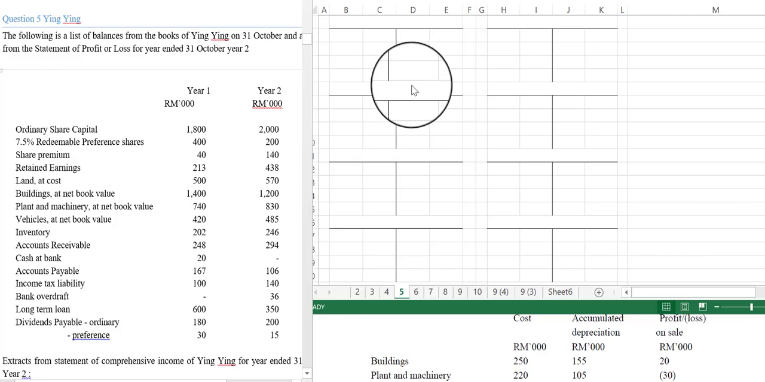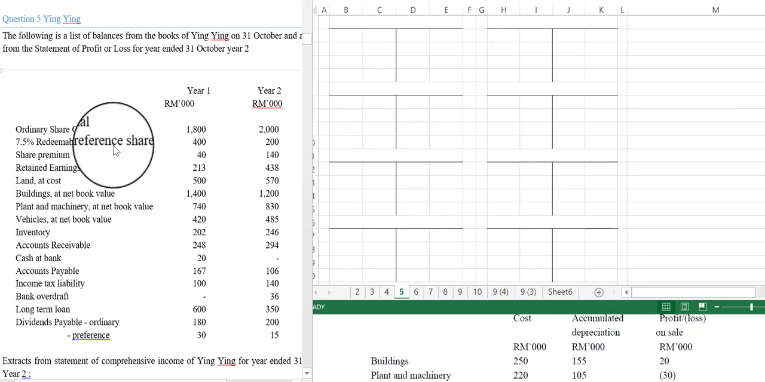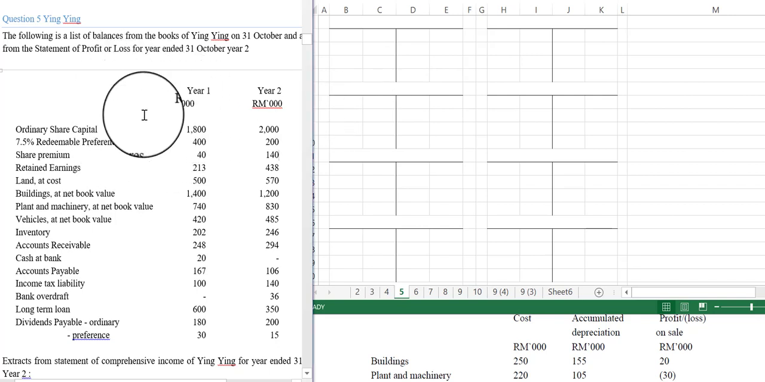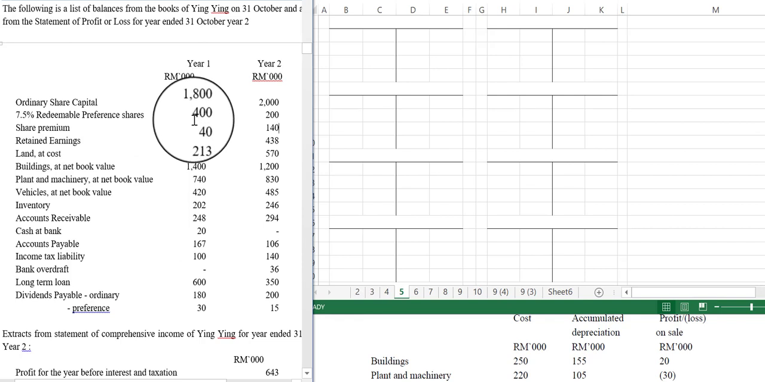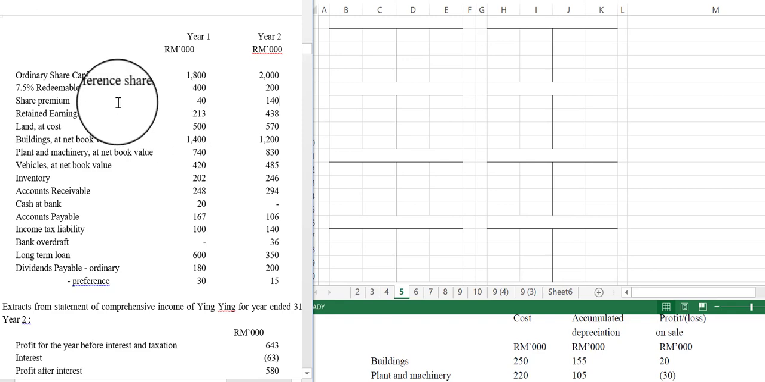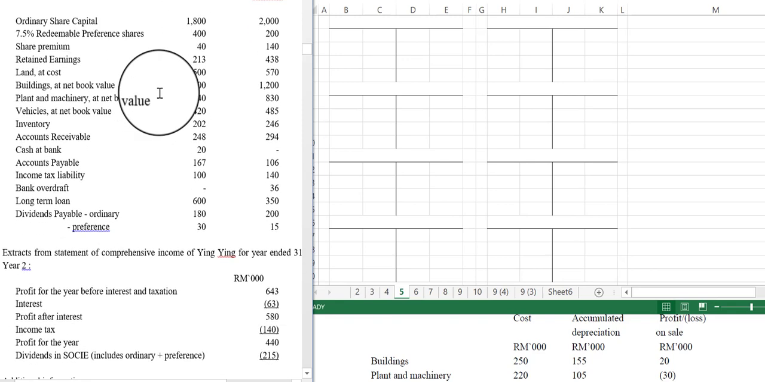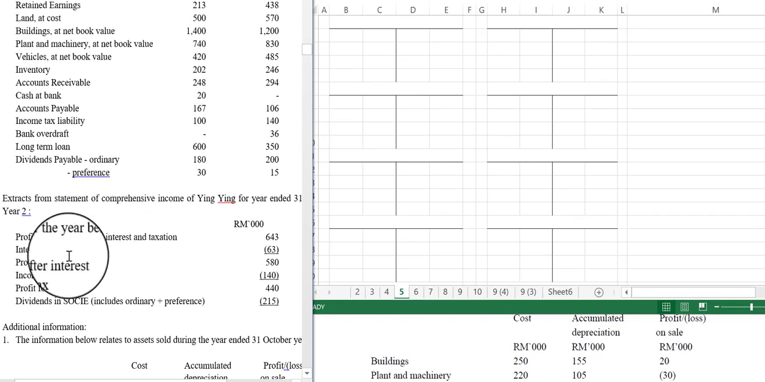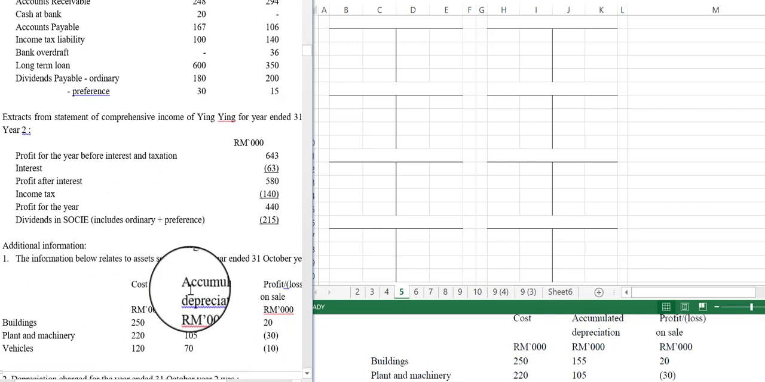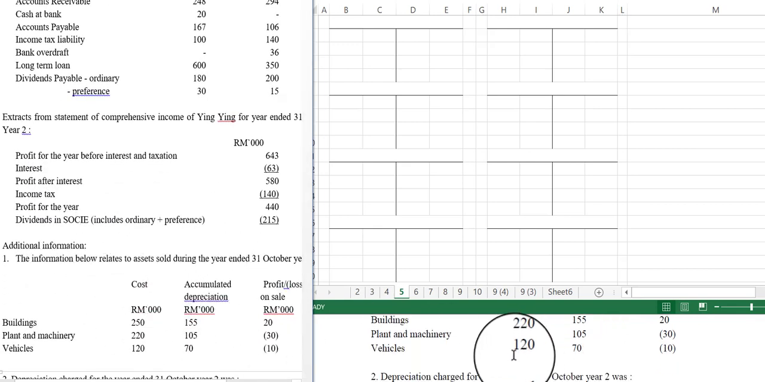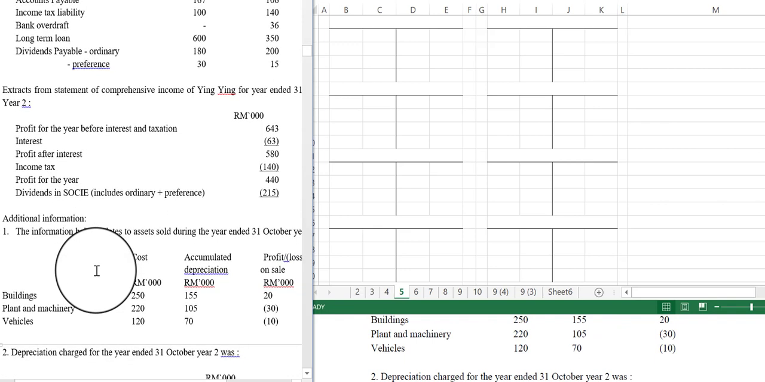Okay, now we'll come to question number 5. If you look at this question, it is totally different from the previous question, in which they don't give you a proper statement of financial position, it seems like it's just a list. But then they give you an extract of your statement of comprehensive income. So in this case, this question needs you to do some analysis before you go on to prepare the cash flow.